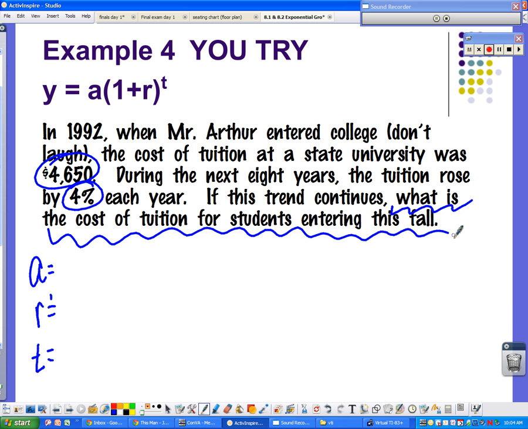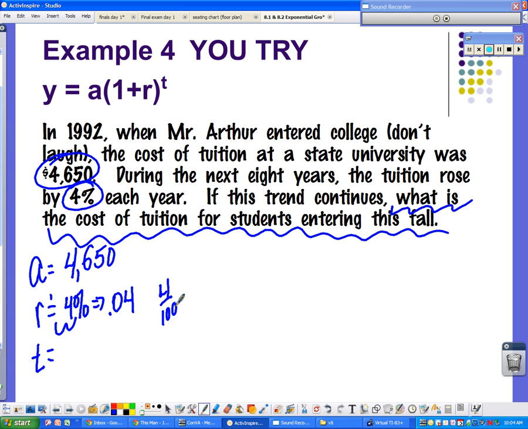So first of all, let's start off, and we'll talk about time in just a second, but let's find out what our A is. Your A should have been 4,650. Your R was 4%. If you move the decimal point 2 places, you have to add a 0, so you get 0.04. Or remember the other method is to take 4 divided by 100, and you should get 0.04.